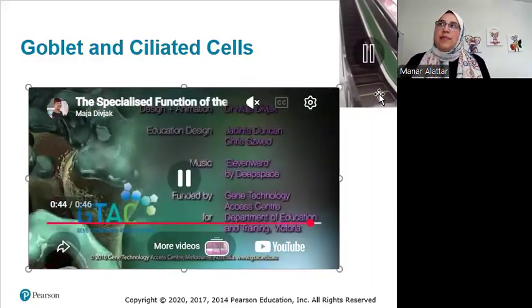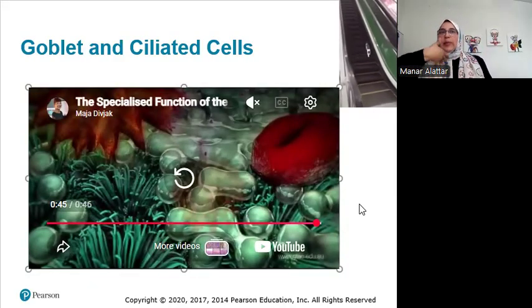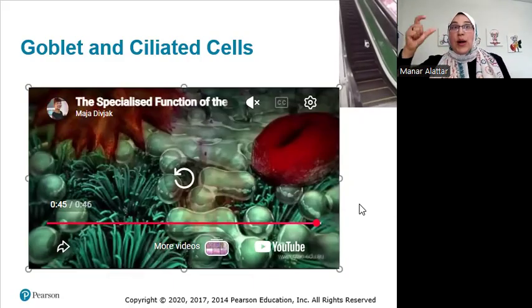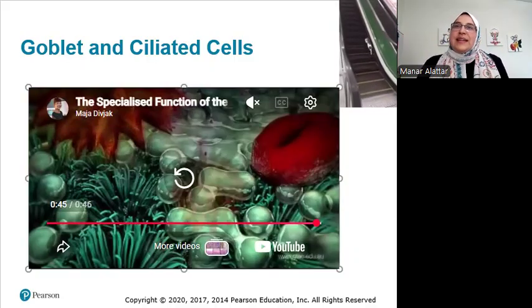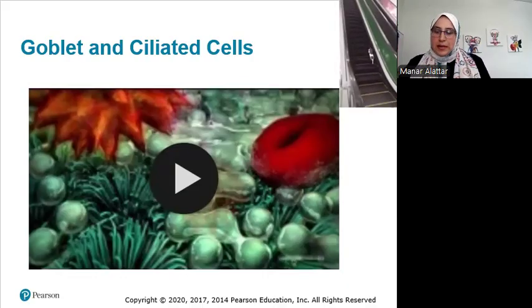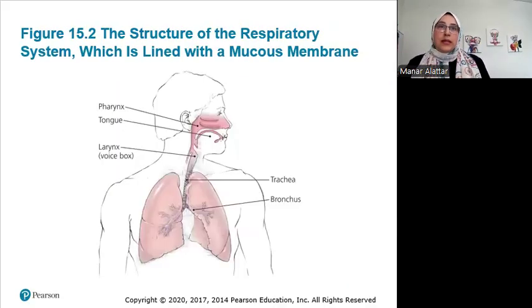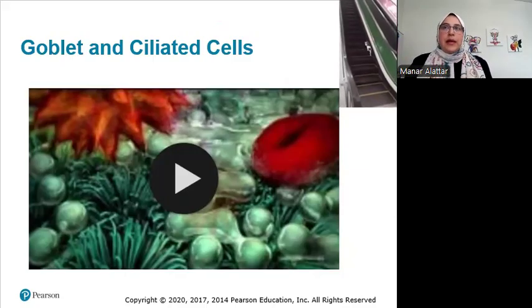So imagine it like an escalator that's essentially pushing foreign agents out of our body, and the transportation is that mucus. In that way, mucus is helping us to maintain those various surfaces within our body.